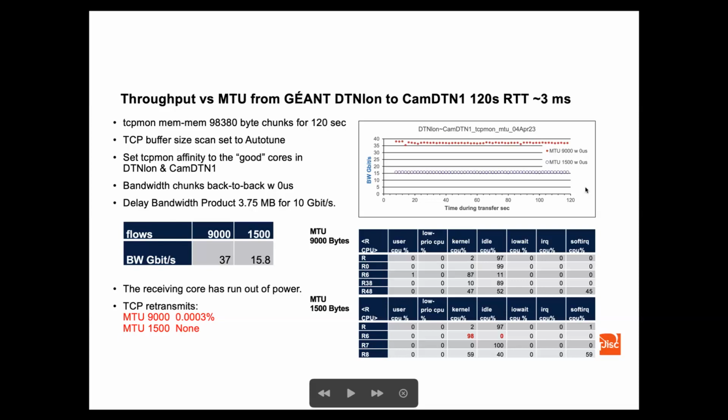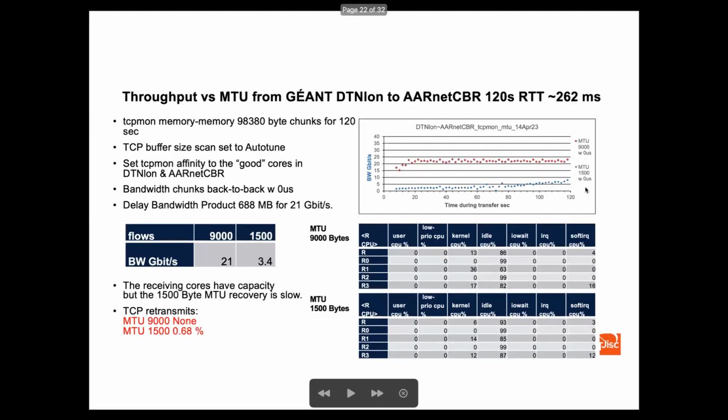He was there getting 37 gig with 9,000 MTU and 15.8 with 1,500. And the interesting thing there is if you see the little red 98 down the bottom middle there, that's showing with the smaller frame size, the CPU is getting hammered more by the fact there are simply more packets. So this is a nice example of where the CPU in the top one is only 87% at 9,000 bytes. So it's showing that advantage. And then the other one he did was London to Australia.